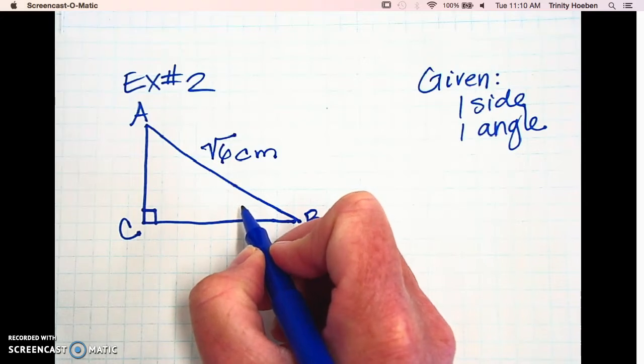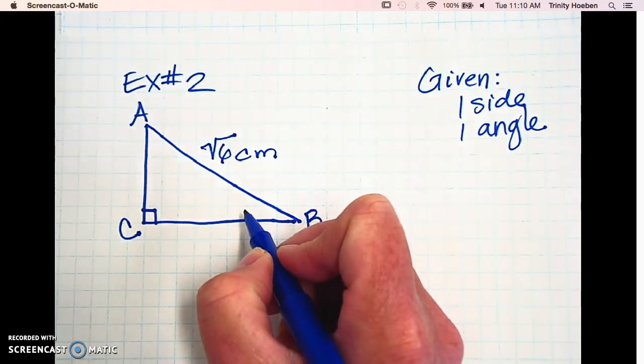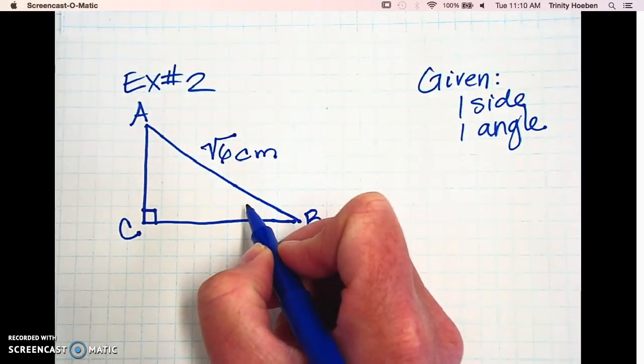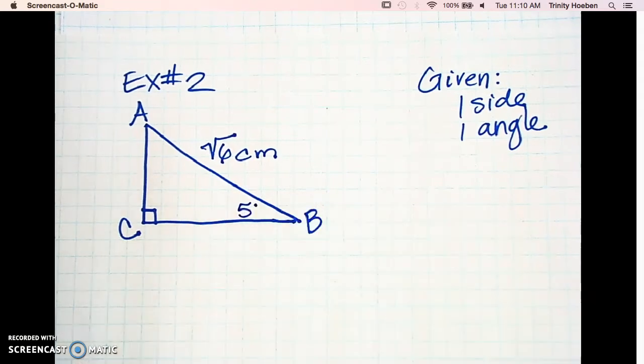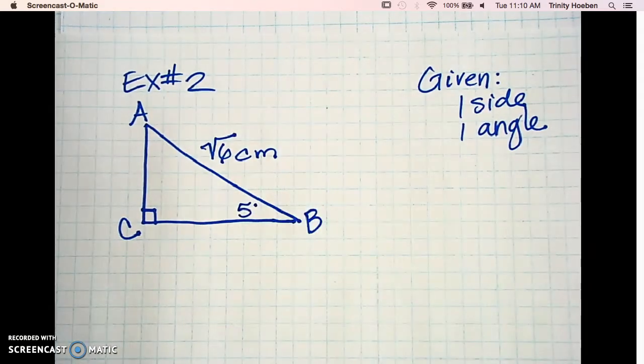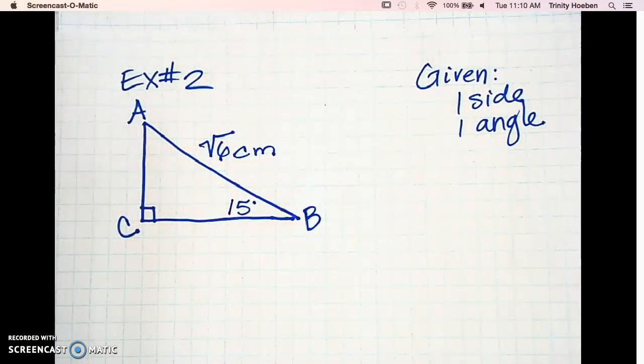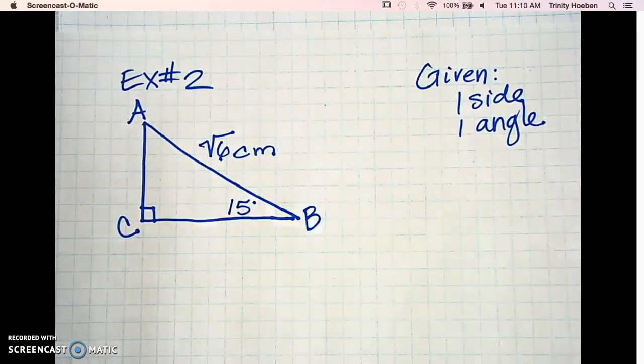So we're going to, does that say 5? Yeah, 5 degrees. Is that right? So, sorry, it's going to be 15. I'm like, is that a line? Yeah, that's a line. Okay. So it's 15.